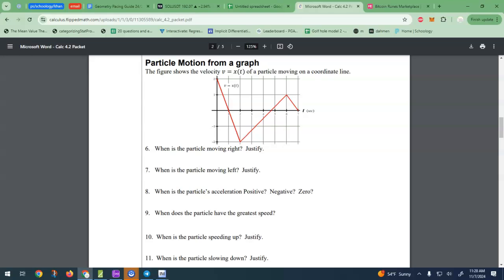So the acceleration is negative between 0 and 2, and then also between 6 and 7. I included the 0 because there is a negative slope there. I didn't include the 2, the 6, or the 7 because those are like corners, or they're at 0.